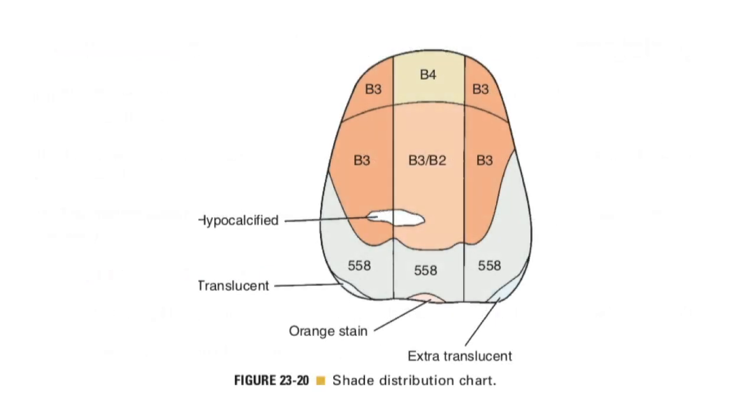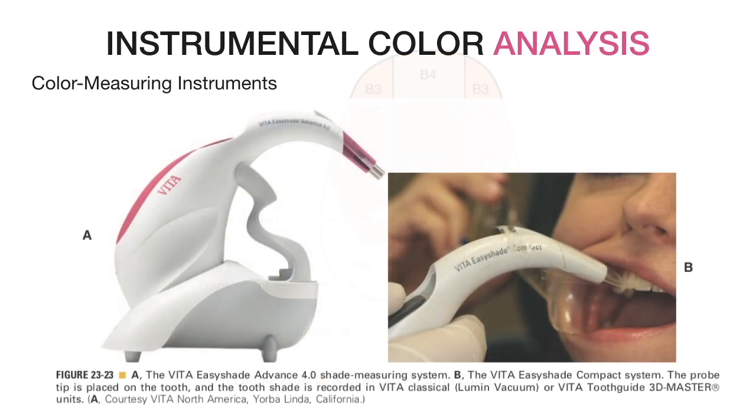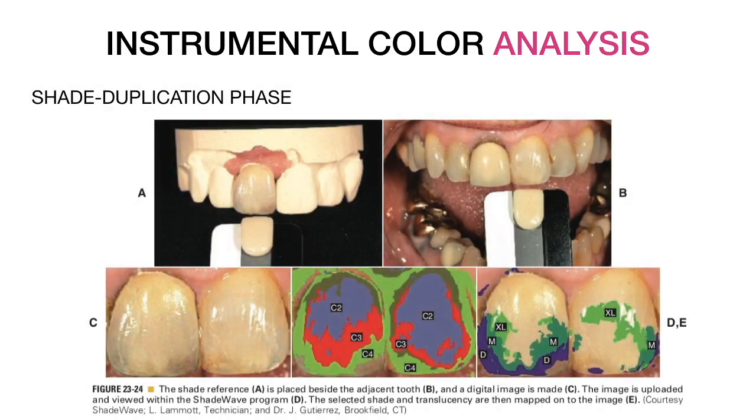We can see the shade distribution chart made by machine. We can see how it's going to be, where the translucent places are, the opaque areas, the orange stains, whatever. The Vita Easyshade is a measuring system, a color measuring instrument. It's going to help you when you have to fabricate the actual shade. But for me, I prefer my eyes to do the color matching and replication.